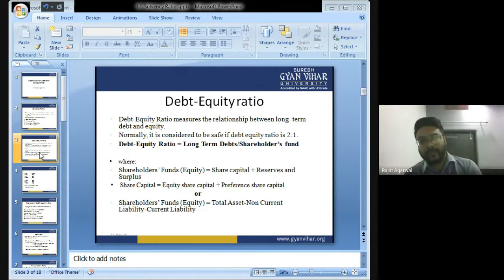So again, I am repeating the formula. Debt equity ratio. The formula is long-term debts divided by shareholders fund. Long-term debts include long-term bank loan, debentures, etc. Shareholder fund includes two parts, that is share capital and reserve and surplus. Share capital includes both equity share capital and preference share capital.